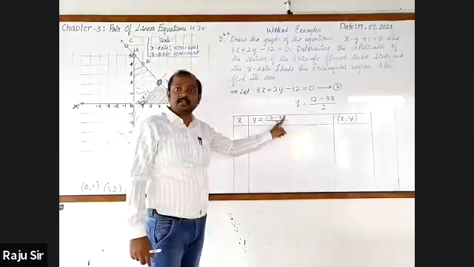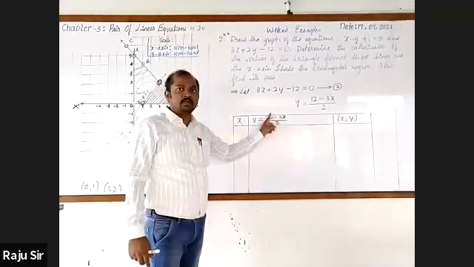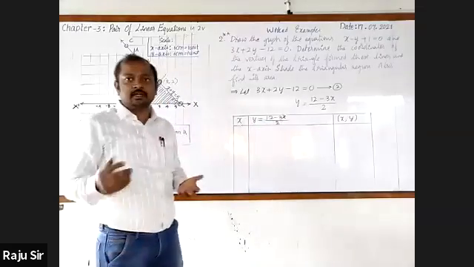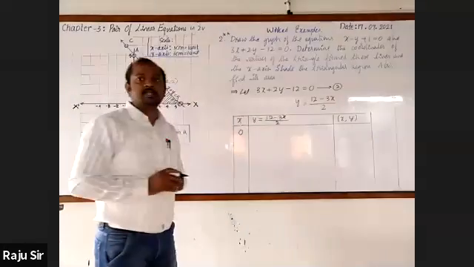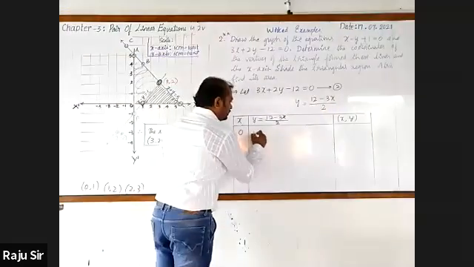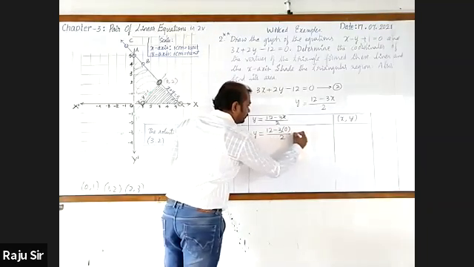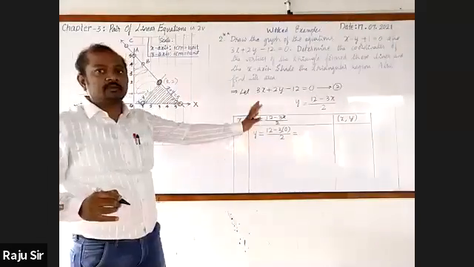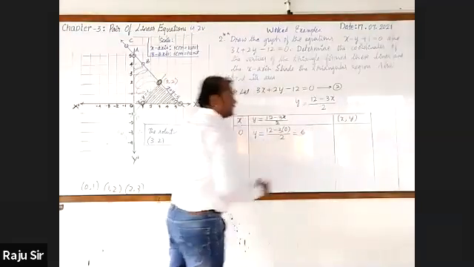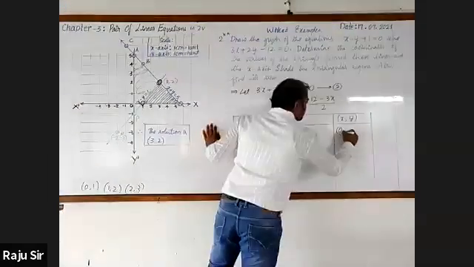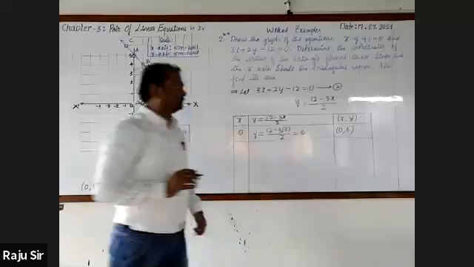Even 0, we can take 0 in place of x, right? This will be minus 3 into 0, 0, 12 minus 0, 12, 12 by 2, 6, an integer. So we can go for taking 0. If x is equal to 0, then y is equal to 12 minus 3 into 0 by 2. Further calculation we won't expect. We want the direct answer. Here it is 6. The point will be 0, 6.